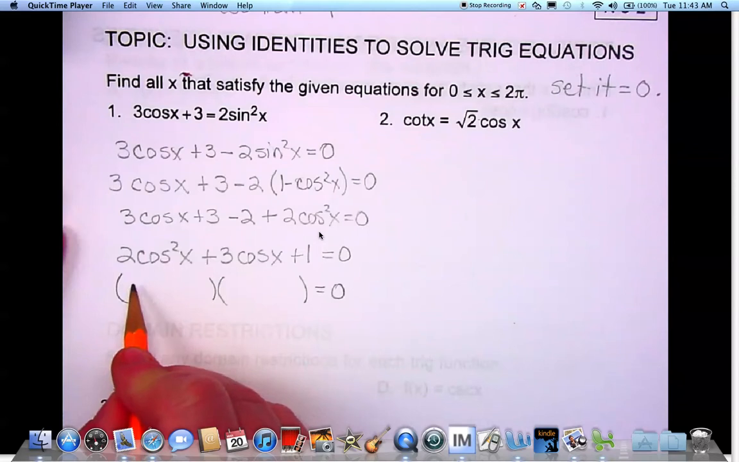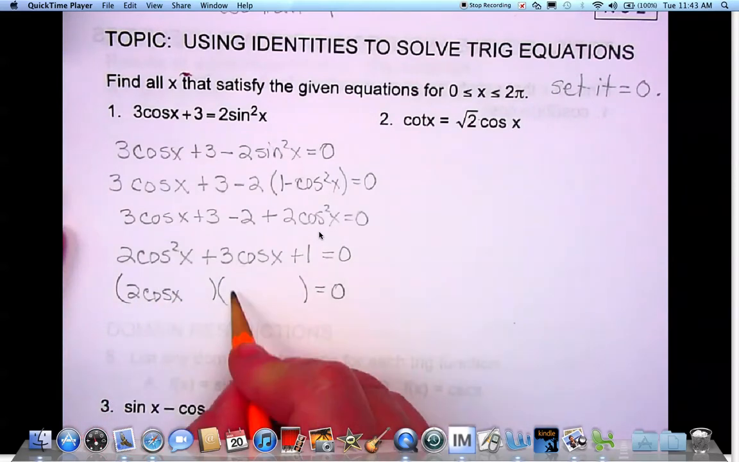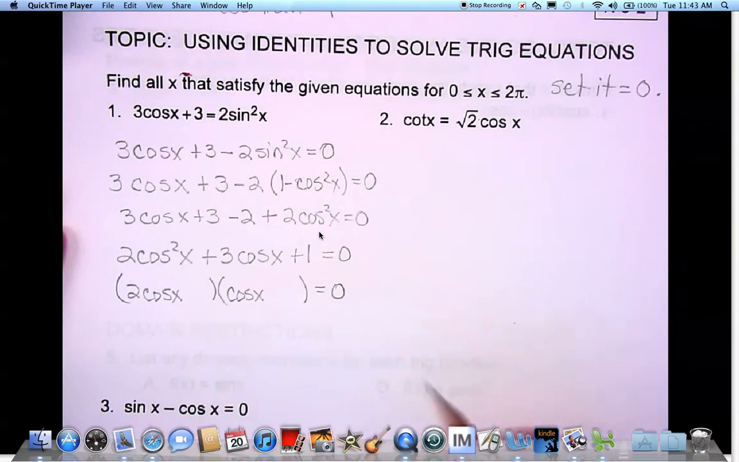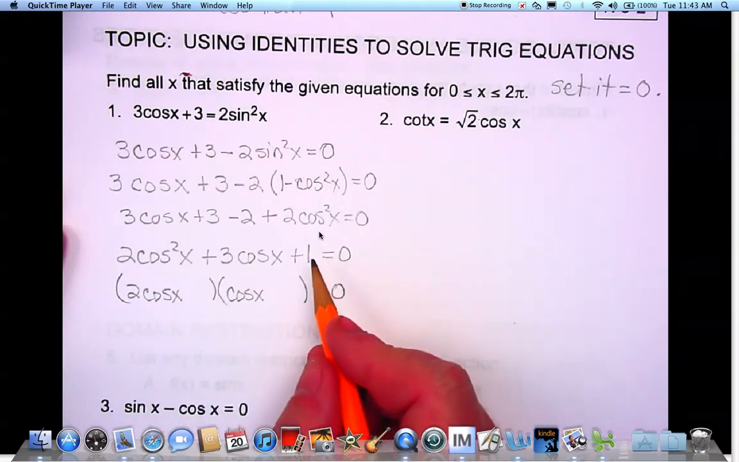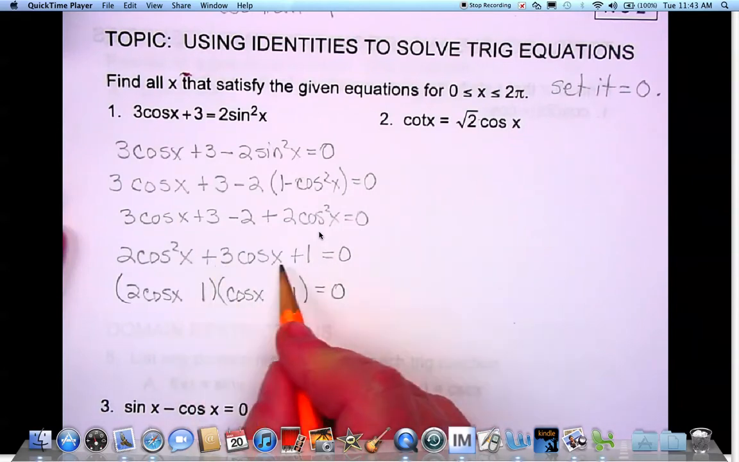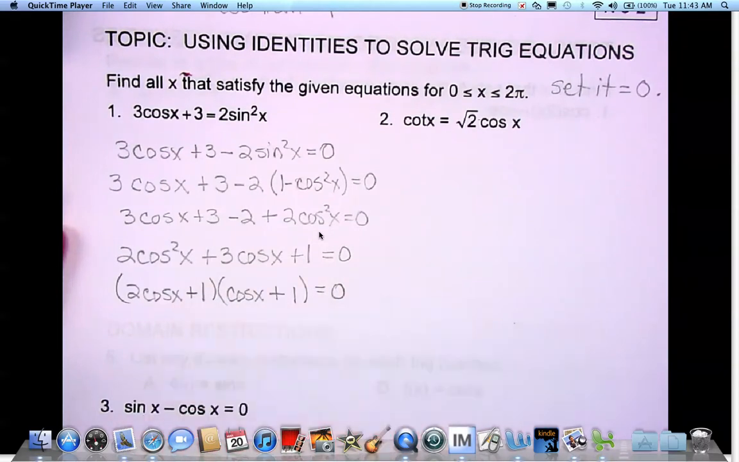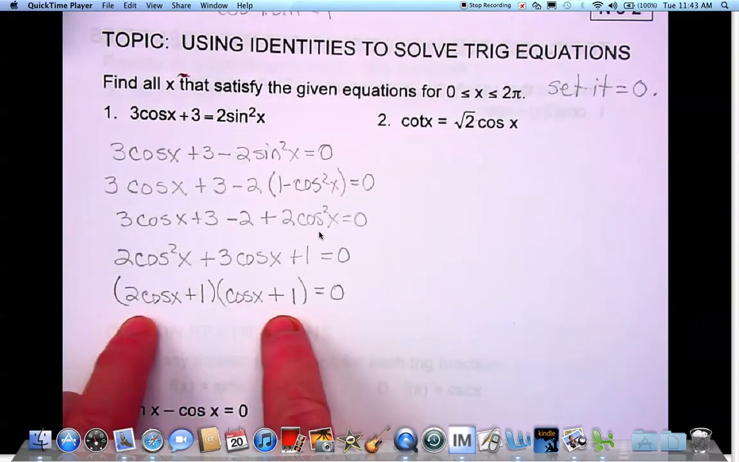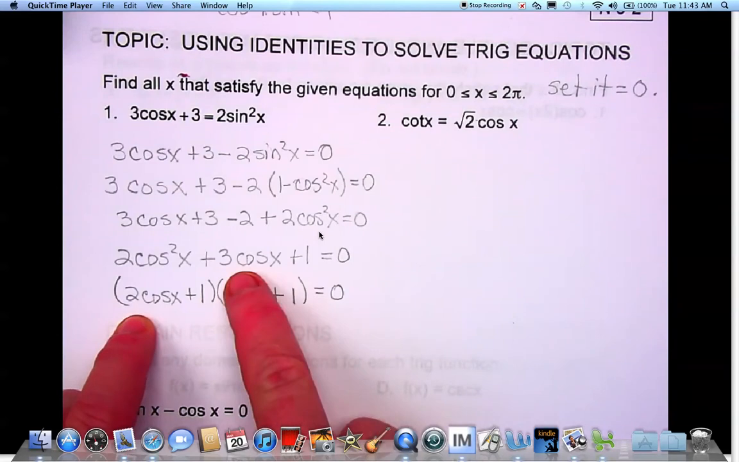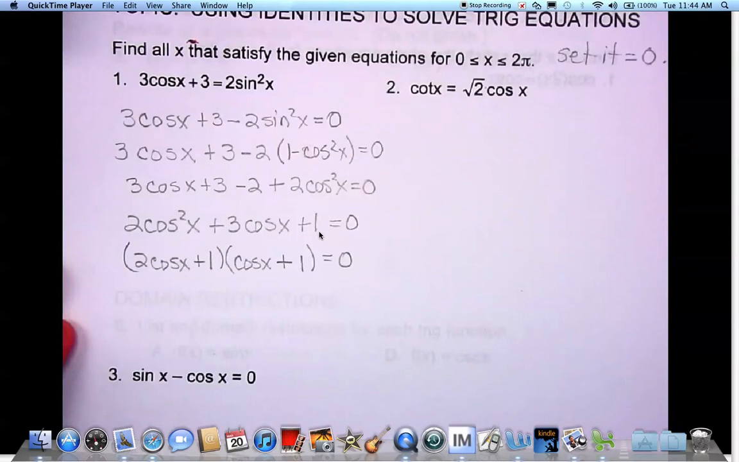2 cosine x and cosine x, and plus 1 plus 1. To get 1, we'd have to do 1 times 1 or negative 1 times negative 1. But since this is a positive 3, we'll do plus and see if this works. So we get 1 cosine x plus 2 cosine x. Is that 3 cosine x? Yes.